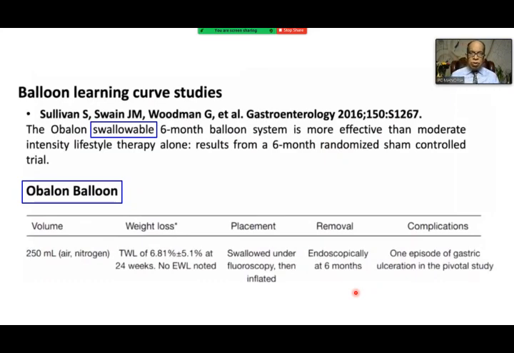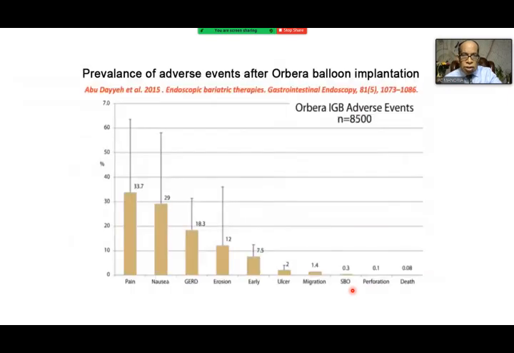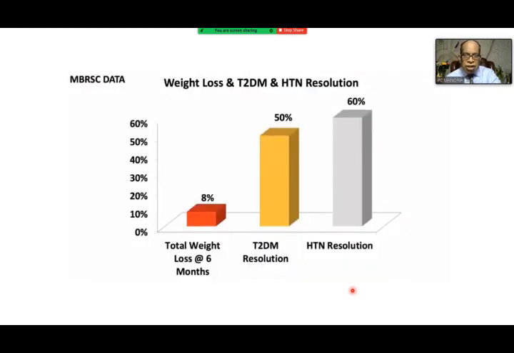Now, the Obalon balloon is a swallowable balloon, and this is getting more and more popular because the patient just has to swallow the balloon, a wire is connected to the balloon, and you can fill the balloon with air or nitrogen. So the procedure with this balloon is very simple. It can be utilized as an OPD procedure, and the weight loss is around 7 to 10 or 12% at the end of 4 weeks. Now these are the side effects associated with it. You can have pain, nausea, GERD and erosion in some percentage of patients. The total weight loss with balloons is around 8%.